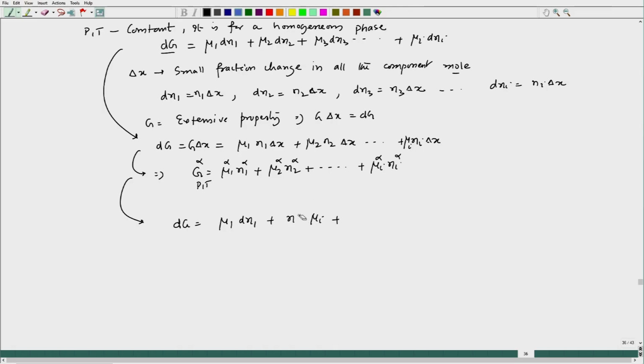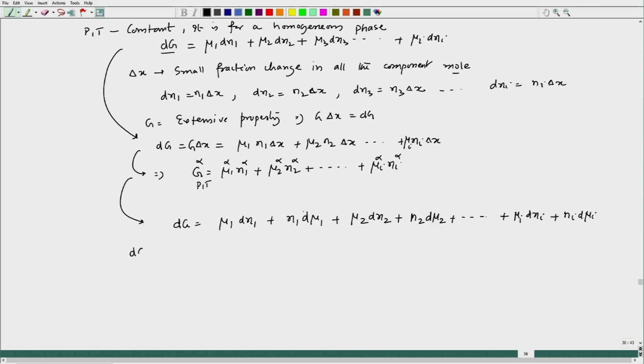Let us consider 1, mu 1 dn1 plus n1 d mu 1, plus mu 2 dn2 plus n2 d mu 2, like this. I can go up to ith component. This is the system has that ith component, mu i dni plus ni d mu i.